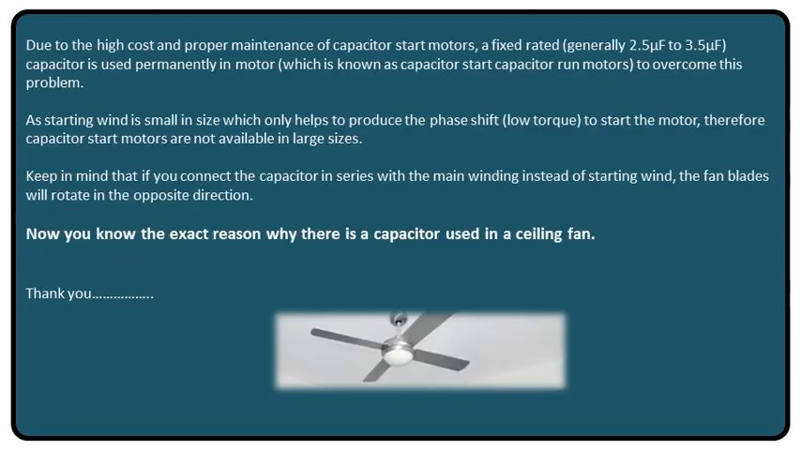Due to the high cost and maintenance of capacitor start motors, a fixed-rated capacitor, generally 2.5 microfarad to 3.5 microfarad, is used permanently in the motor, which is known as a capacitor start capacitor run motor. As the starting winding is small in size, it only helps to produce the phase shift and low torque to start the motor. Therefore, capacitor start motors are not available in large sizes.